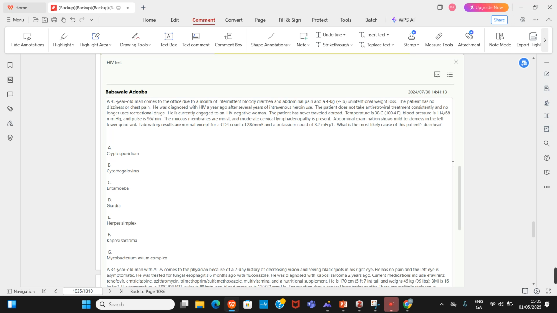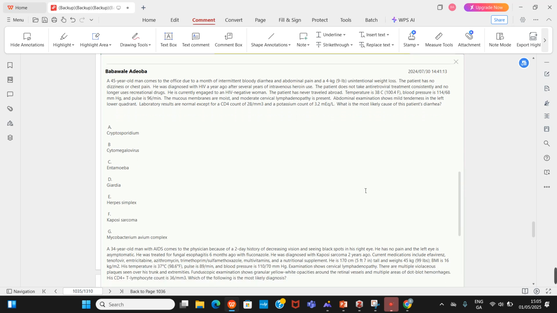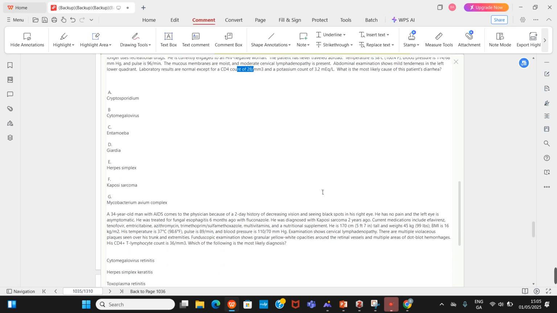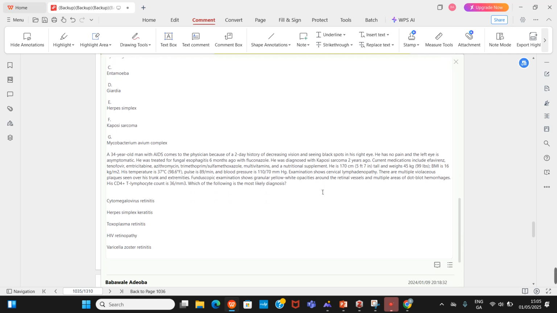Anybody? This one is very easy. Maybe Mycobacterium avium complex. Yeah. Somebody said CMV. Did we say CMV? No, we say MAC. It has to be MAC. So you can see the CD4 count is less than 20. She's having abdominal pain and diarrhea. They didn't tell us that the diarrhea was even bloody. So this is more likely to be MAC. Yeah, I agree with you.